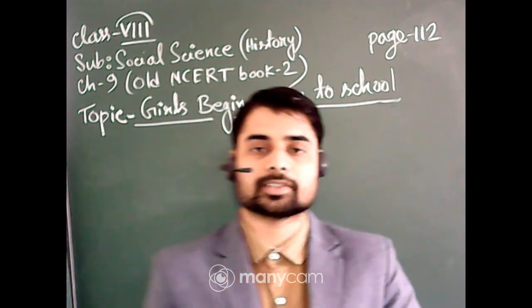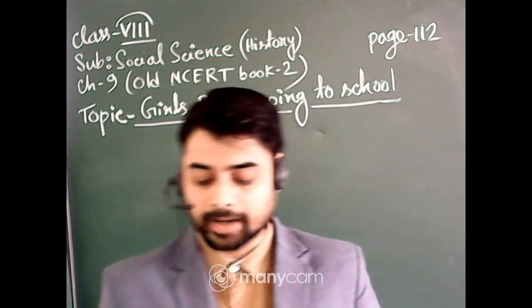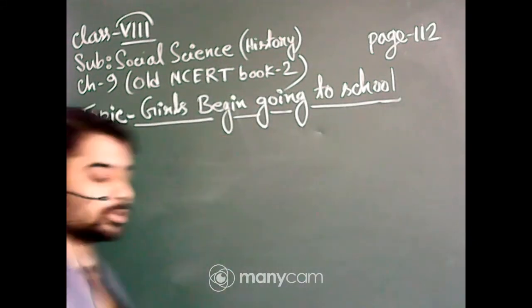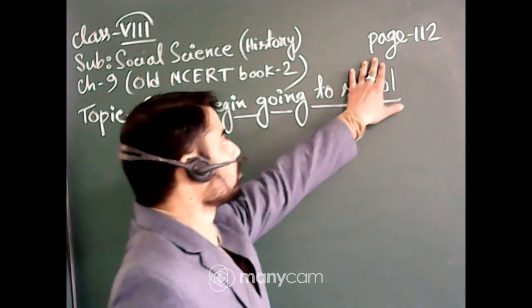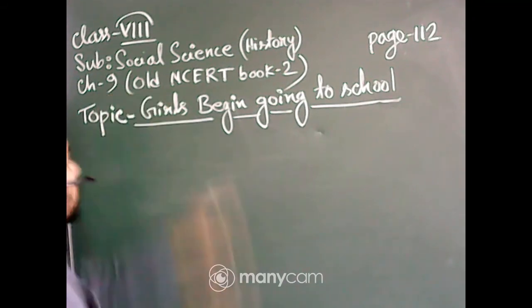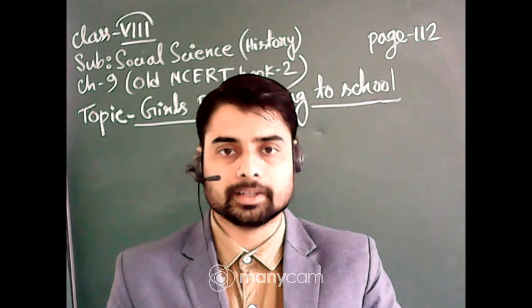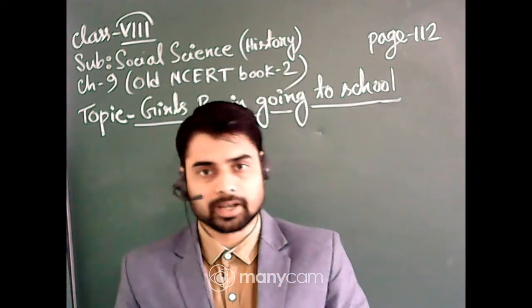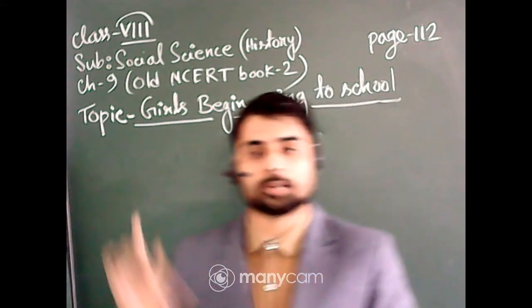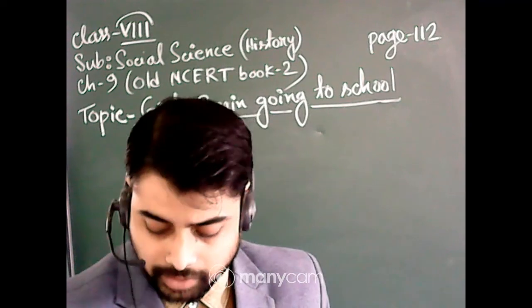And today in this class we are going to discuss another subunit of your history book, and the name of the subunit is Girls Begin Going to School. It is on page number 112, chapter number 9, from your old NCERT book 2. Those who have the new NCERT book can also open it; it is in chapter number 8. So let's begin today's class.